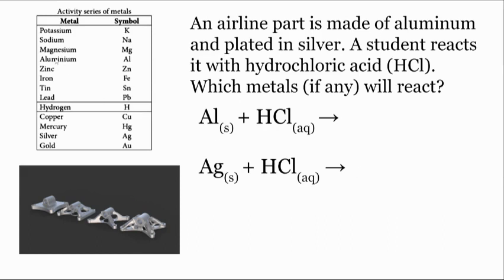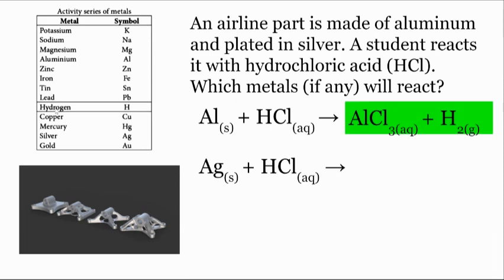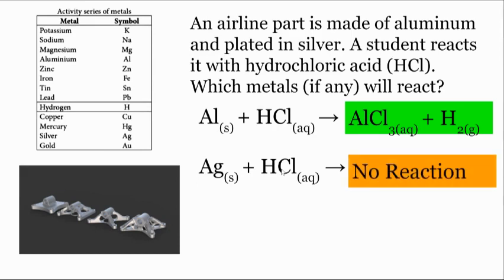So aluminum is here, which is well above hydrogen on the activity series. So using the rule discussed earlier, we should definitely get a reaction. Aluminum will bond with chlorine to form aluminum chloride, and it will also produce hydrogen gas, which will be displaced. If we look at silver, silver is below hydrogen on the activity series, so it doesn't have the ability to displace hydrogen from its bond. So there will be no reaction.